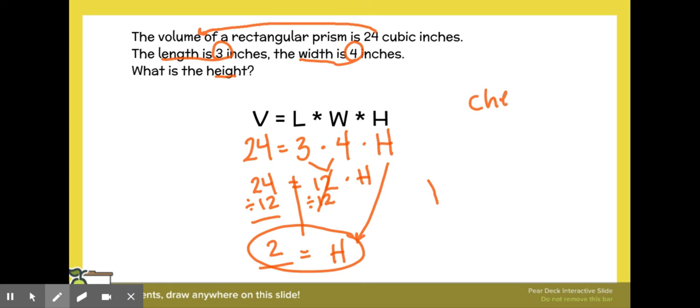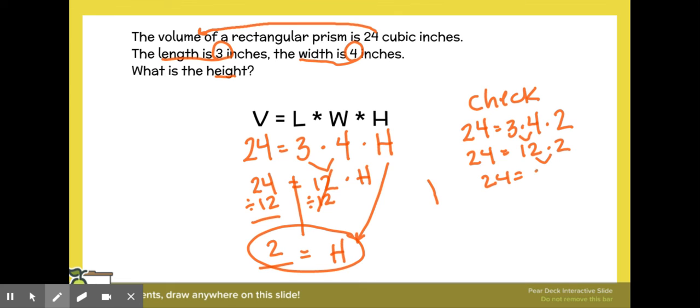And I would check my answer to make sure that 24 should equal 3 times 4, and hopefully, if it works, times 2. So 24 would equal, and I could do the first step, 12 times 2, and then I know that 24 is indeed equal to 12 times 2, which is 24. All right, those are 2 examples of how you might solve for the volume or the area.